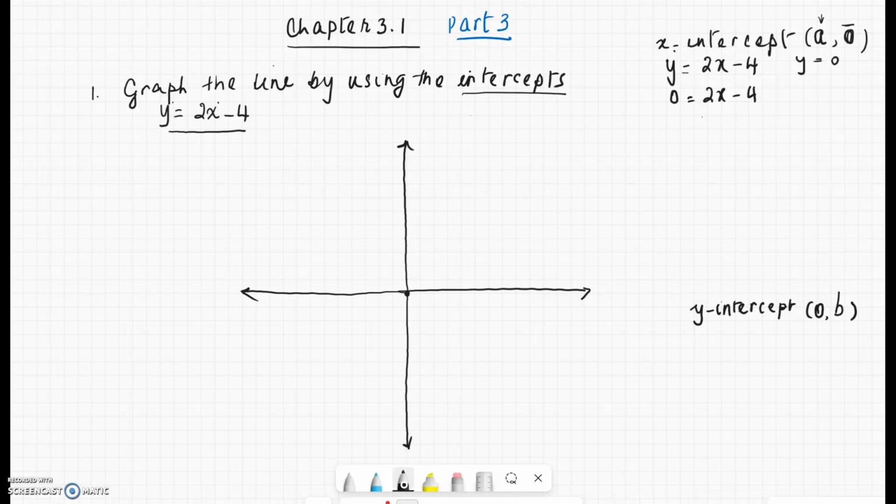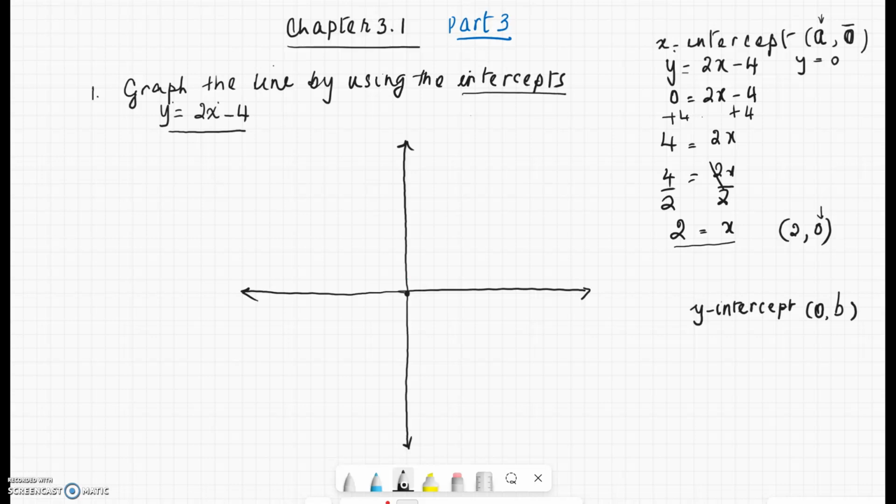So we add 4 on both sides and we get 2x equals 4. We divide both sides by 2 and we get x equals 2. So the graph of the straight line crosses the x-axis at x equals 2, and the point is (2, 0). Remember that any point on the x-axis, the y is always equal to 0.